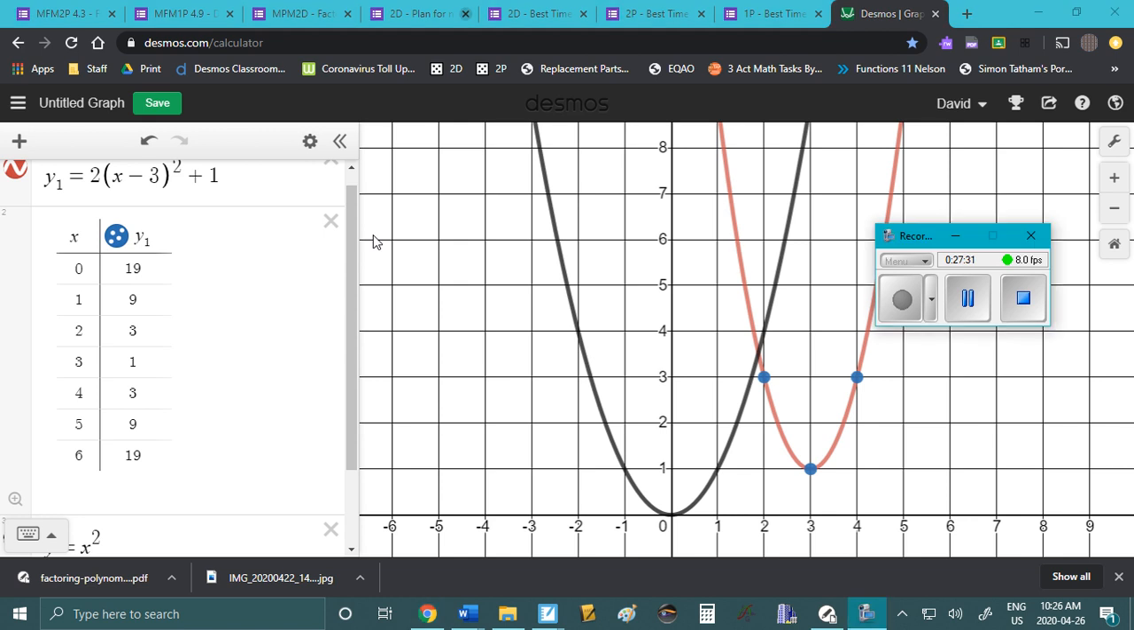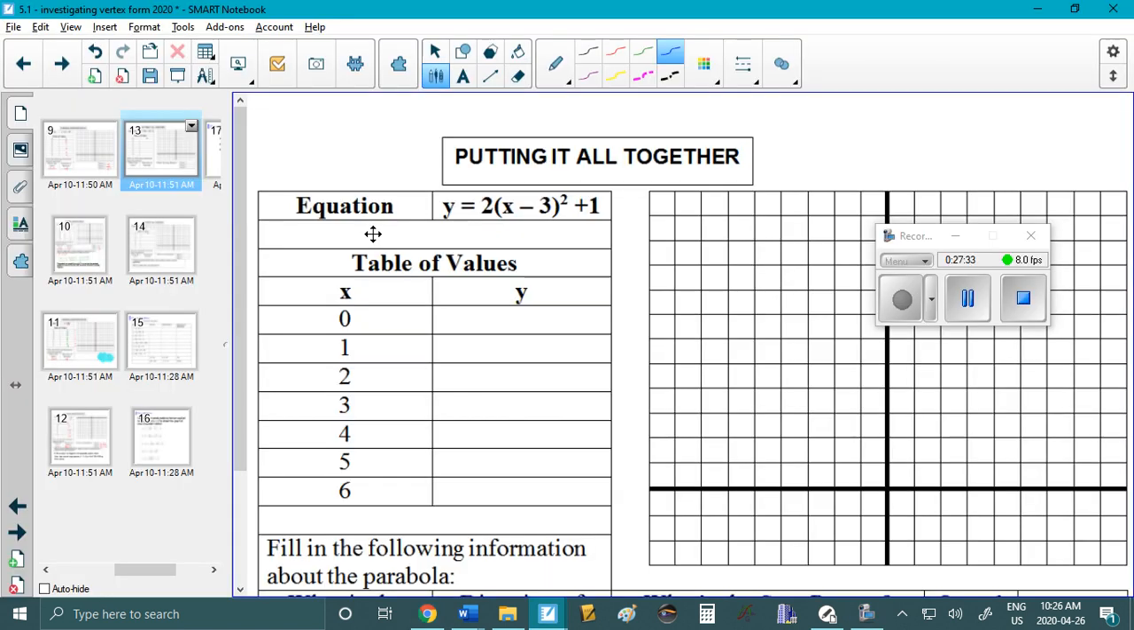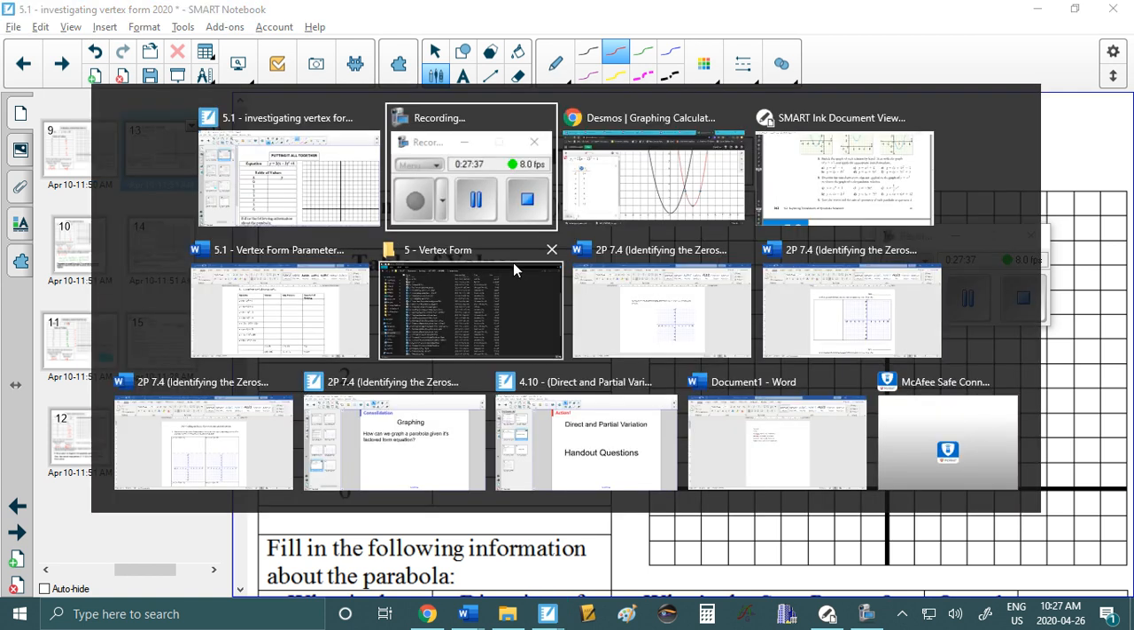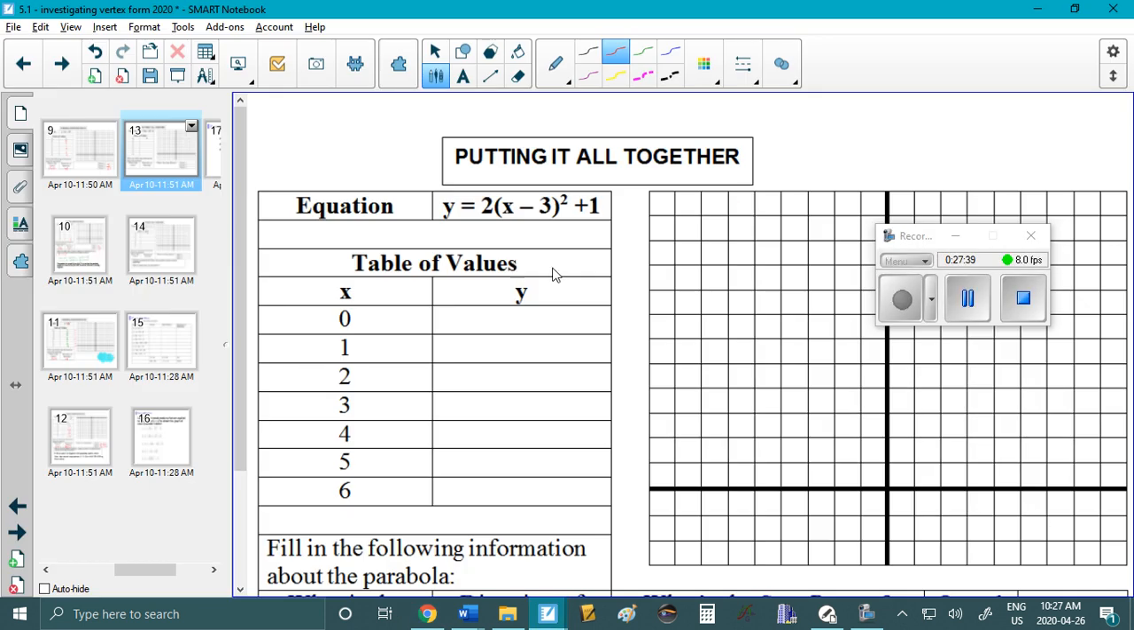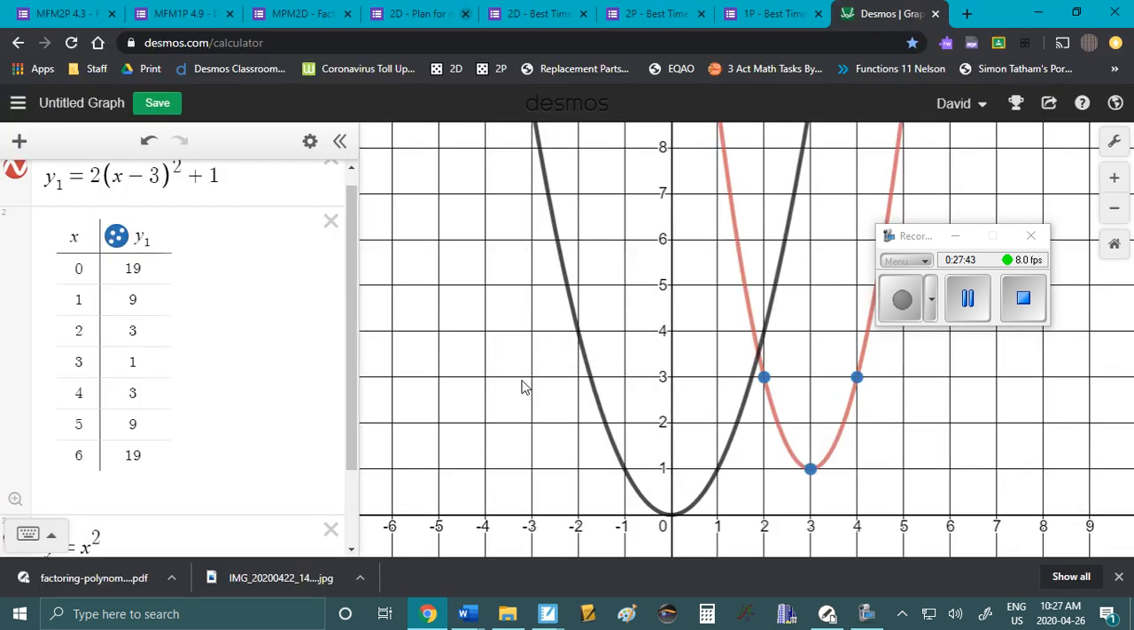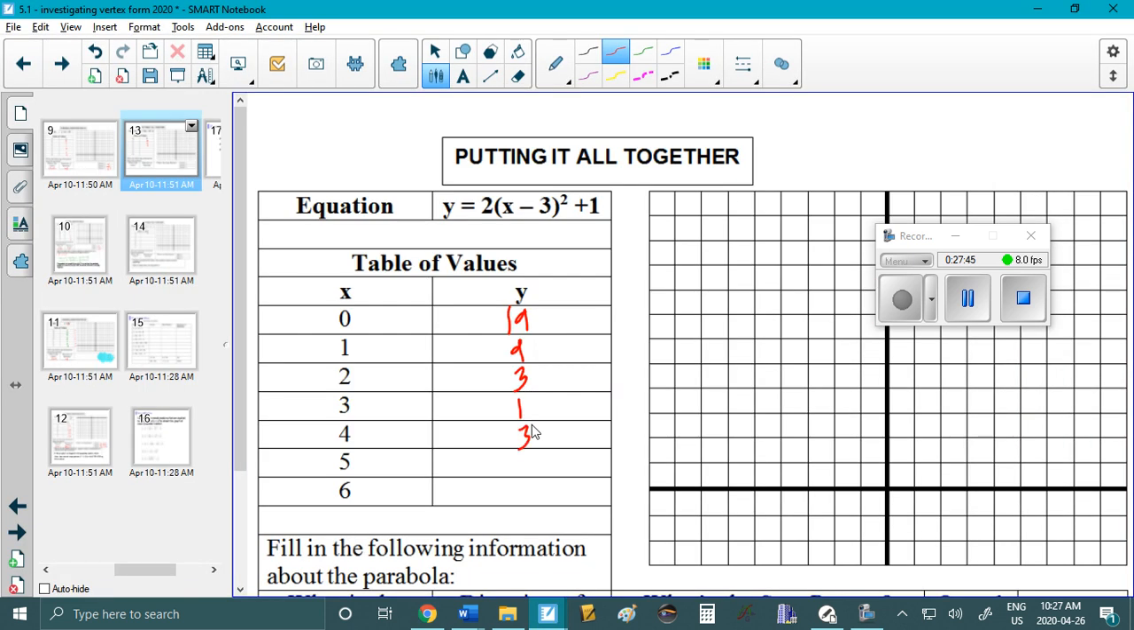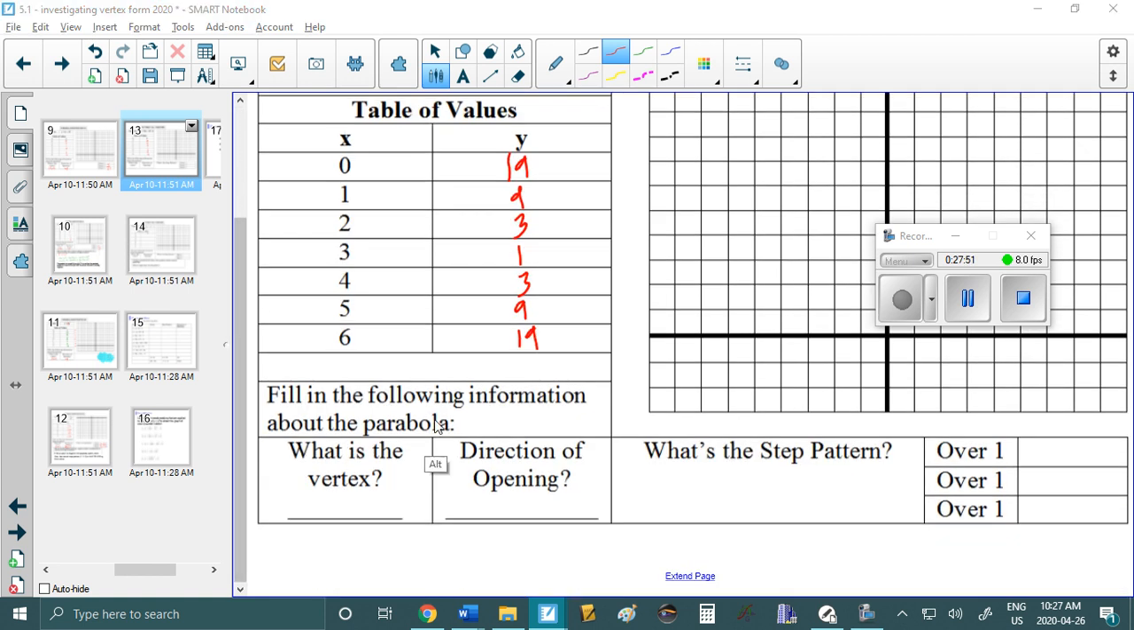All right, so I'm trusting that you paused. I'm sure some people didn't, which is too bad, because if I just tell you everything, I don't know that you'll get it as much as if you think about it yourself. So I'm going to fill this in first. So 19, 9, 3, 1, 3, 9, 19. Now we'll fill in the information.